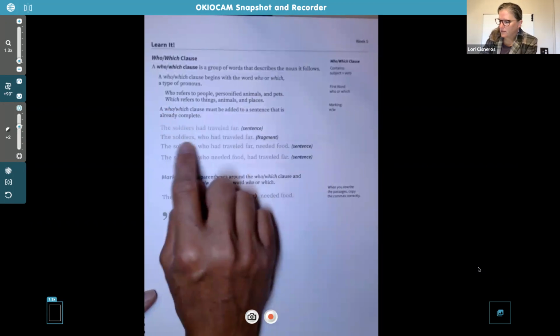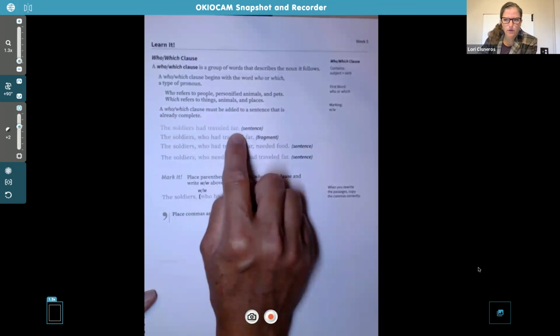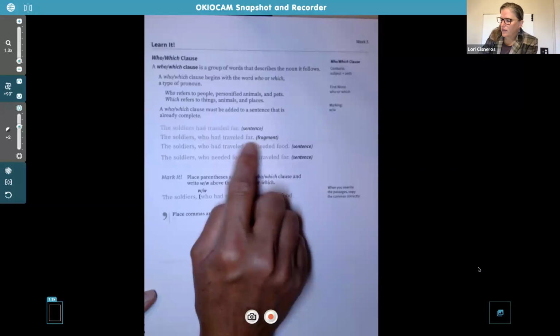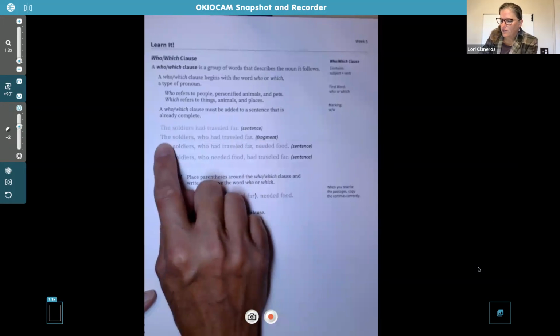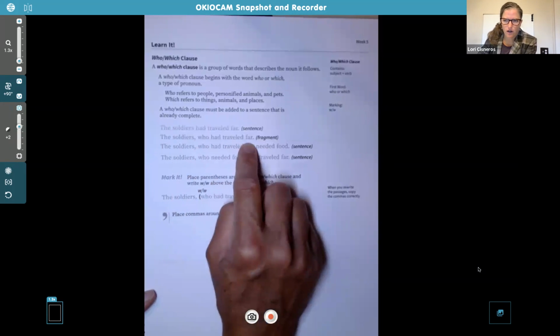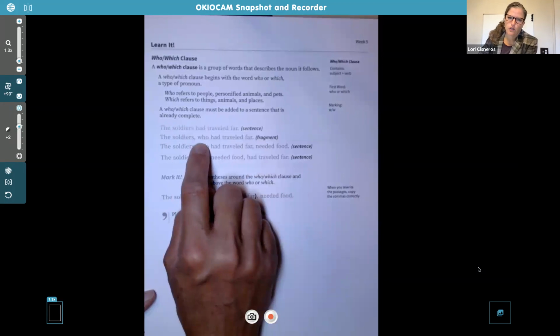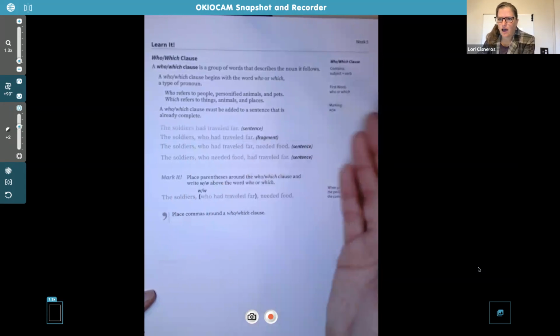So here we have some examples. The soldiers had traveled far. So that's the original sentence. There's no who, which clause in there. Here we have, it's giving us an example of a fragment. If I changed it to say the soldiers who had traveled far, well, there's my who, which clause, but it still doesn't make sense, right? It's not complete. It's a fragment. It's missing the other half.